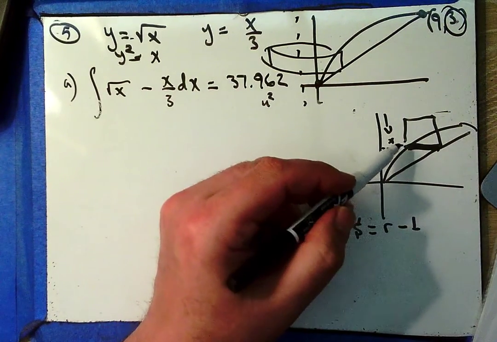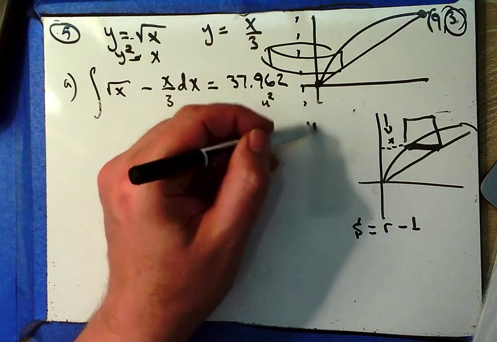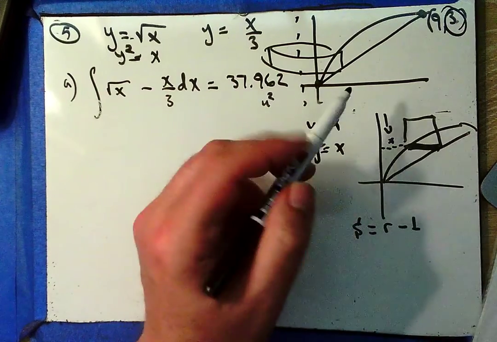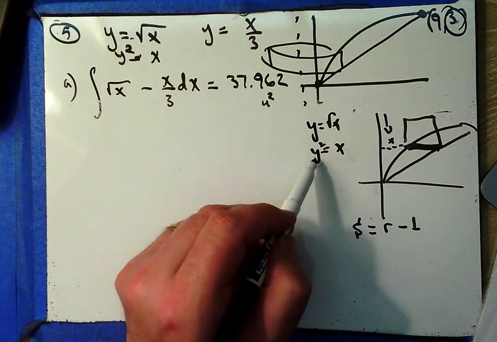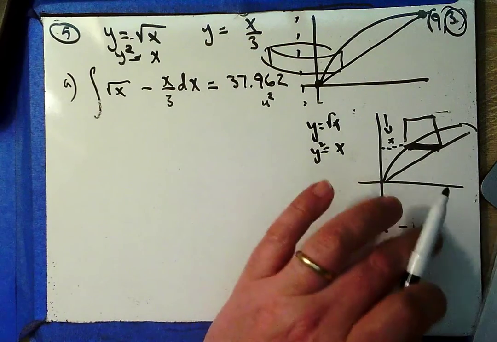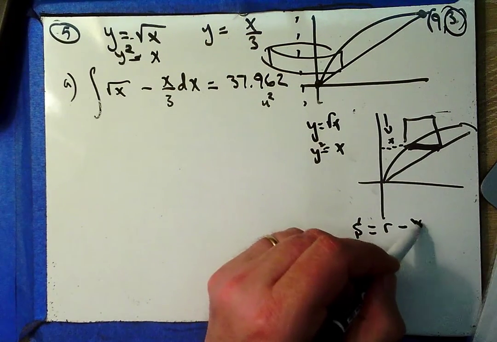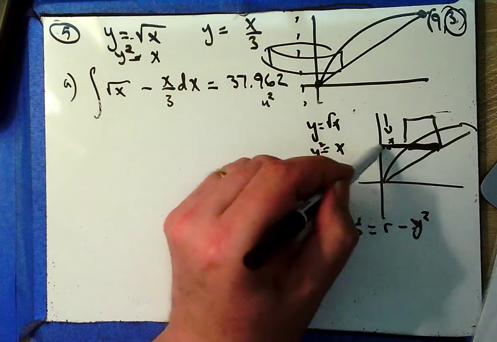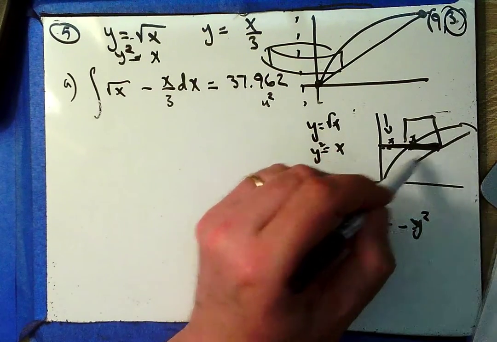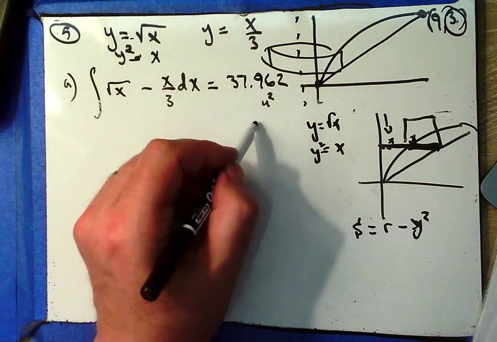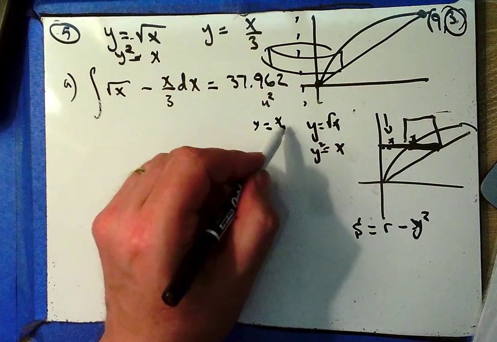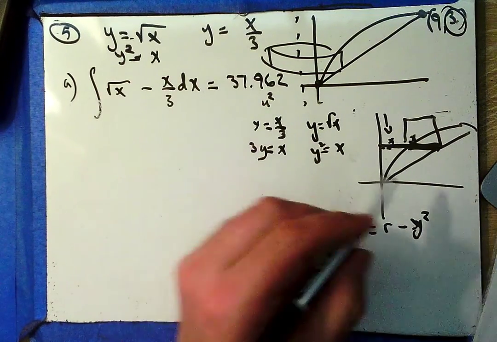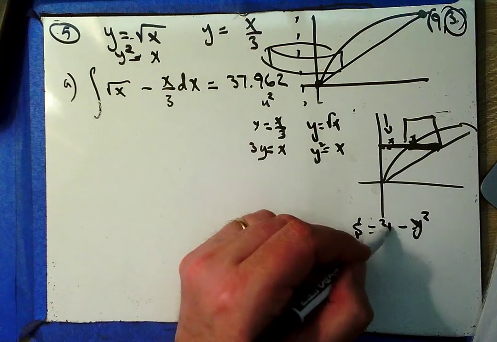Okay, so what do we know about this function? This is y equals square root of x, where x equals y squared. So this x is y squared, and that's my left, y squared. And the right, that's this distance, and that's the x value that goes to this curve, which was y equals x over 3, so x equals 3y. So here we're going to have 3y.